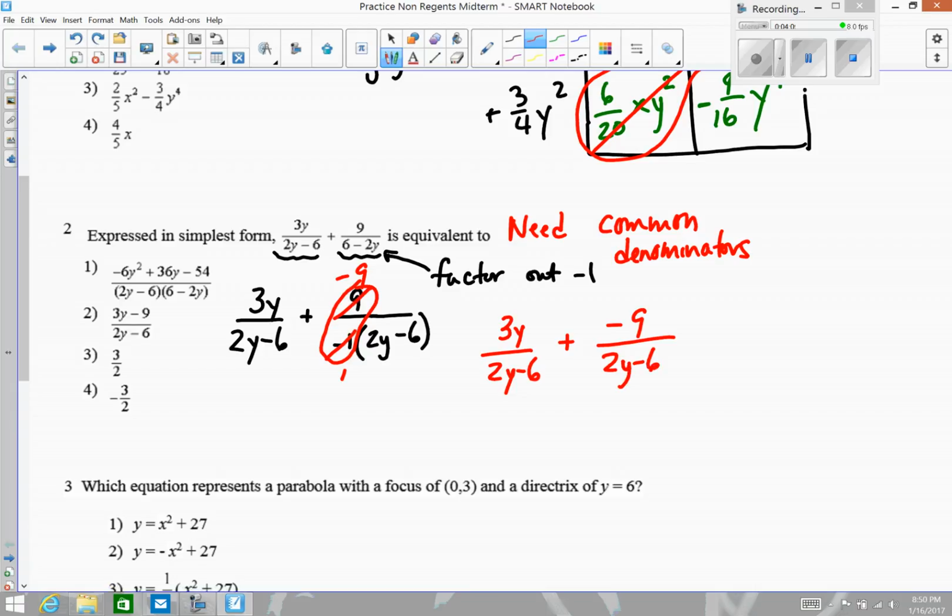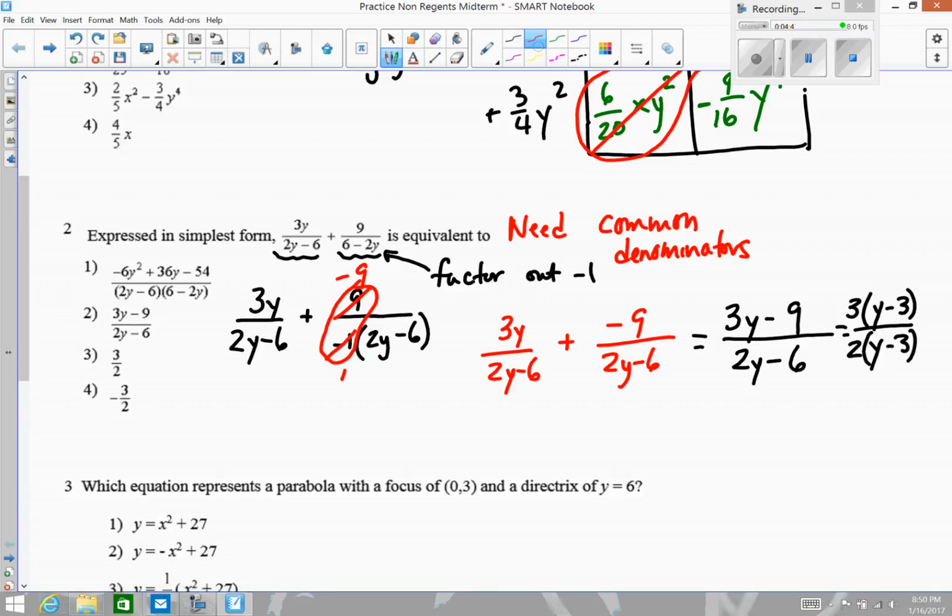Now that I have equivalent denominators, I can combine these two when we're adding fractions. We want to keep our denominator, combine the numerators, 3y minus 9, and then see if we can simplify this. In the numerator, I have a common factor of 3, so I can factor that out and get 3 times the quantity y minus 3. In the denominator, I can factor out a 2, and I get 2 times y minus 3.